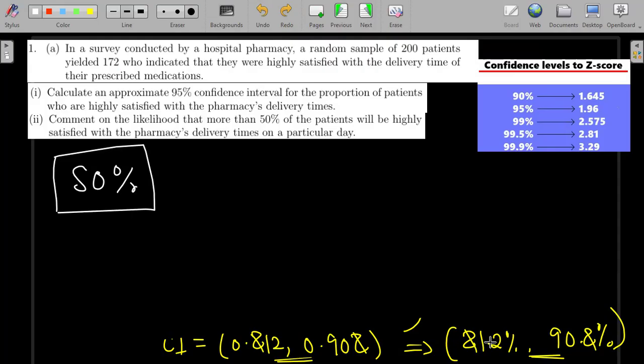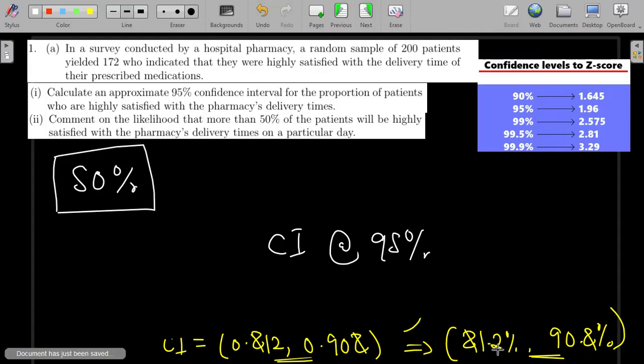So this confidence interval at the 95% is way above the 50%, because the lower bound of that confidence interval is 81.2%. Okay, so it's way above the 50%. So the conclusion is that it is very likely, meaning that we have strong evidence that more than 50% of patients are highly satisfied on a given day, because the 50% here is way lower than this.